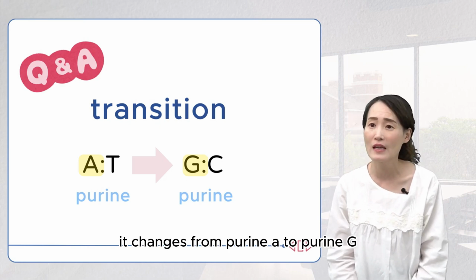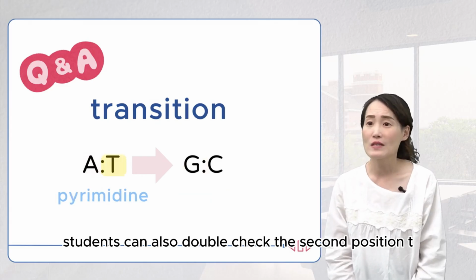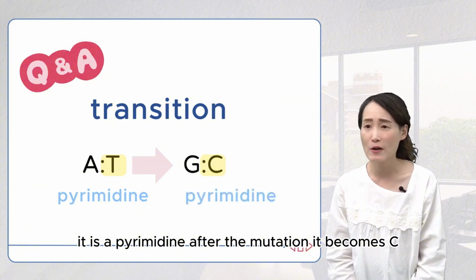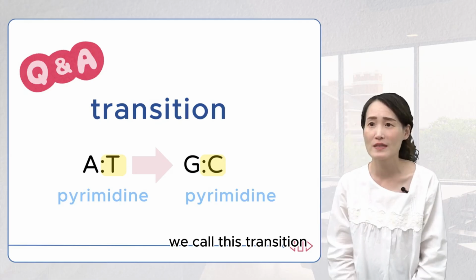It changes from purine A to purine G. Students can also double-check the second position T. It is a pyrimidine. After the mutation, it becomes C. It is also a pyrimidine. Mutating to pyrimidine, we call this transition.